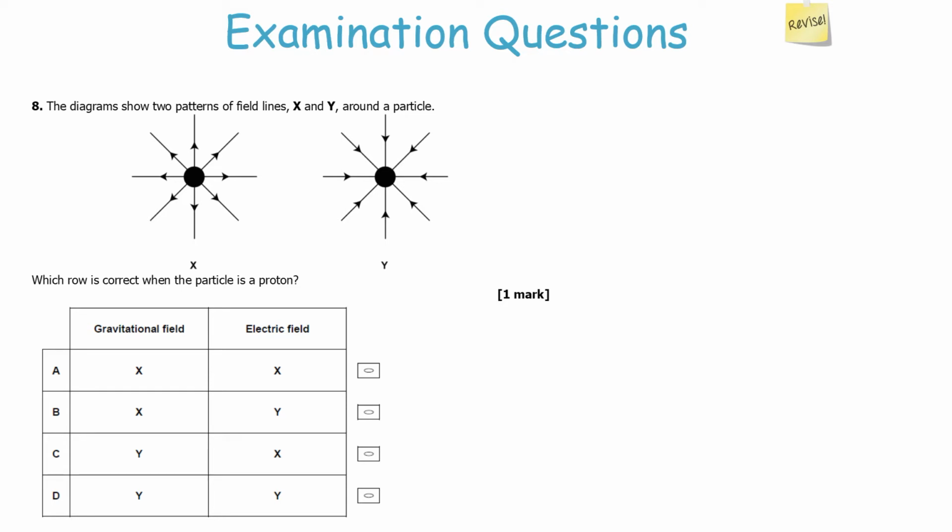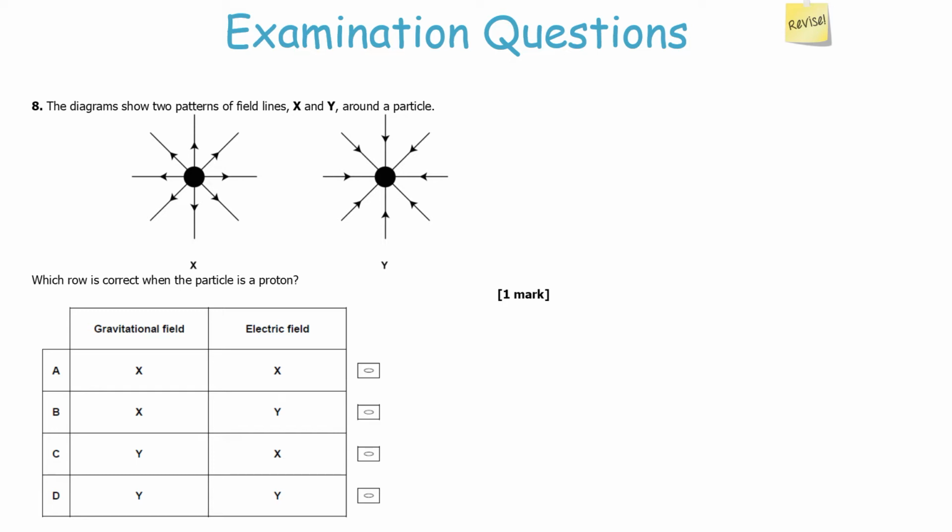Right, so it's important to note that electrical fields have field lines that show the direction a positive charge would take. Now another positive charge would repel the proton. So as a result, the electrical field would have to be X, because it is repelling it, so the lines are pointing away from it.